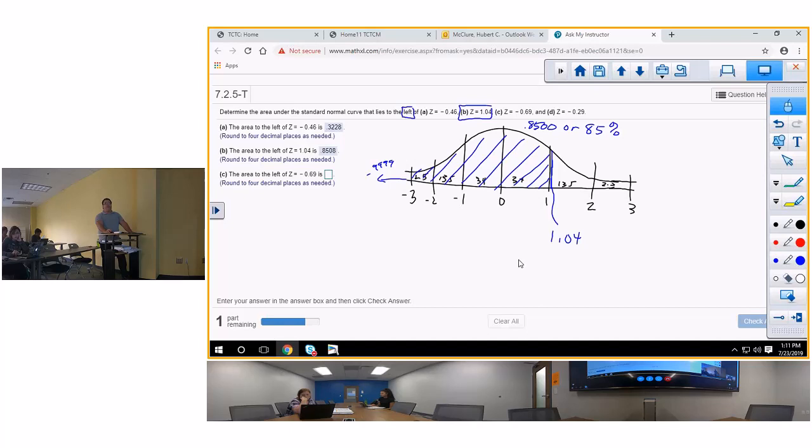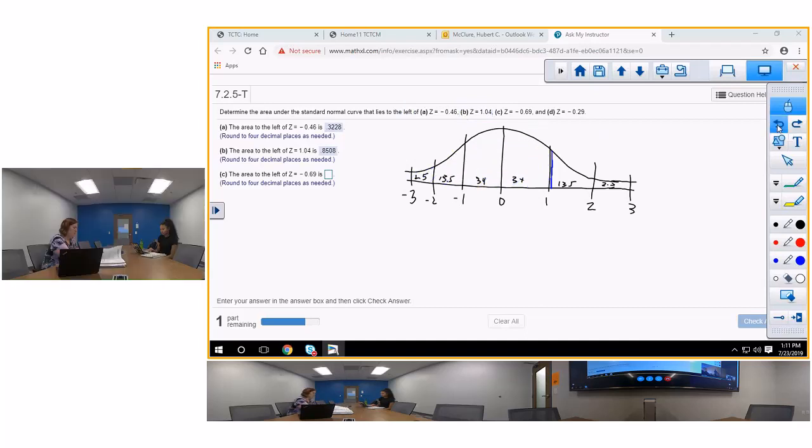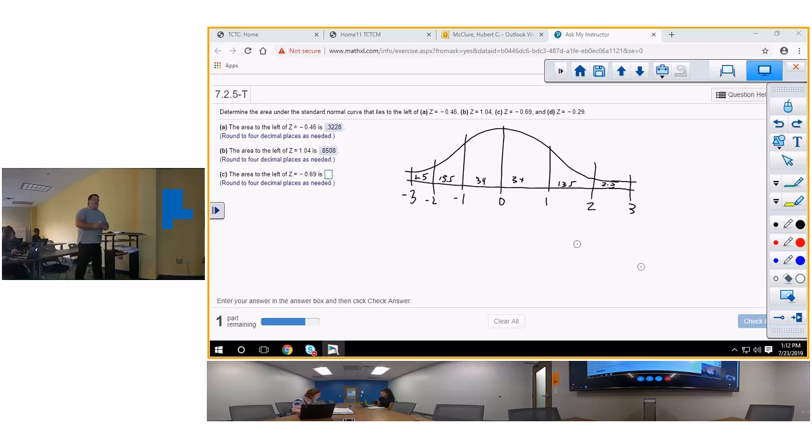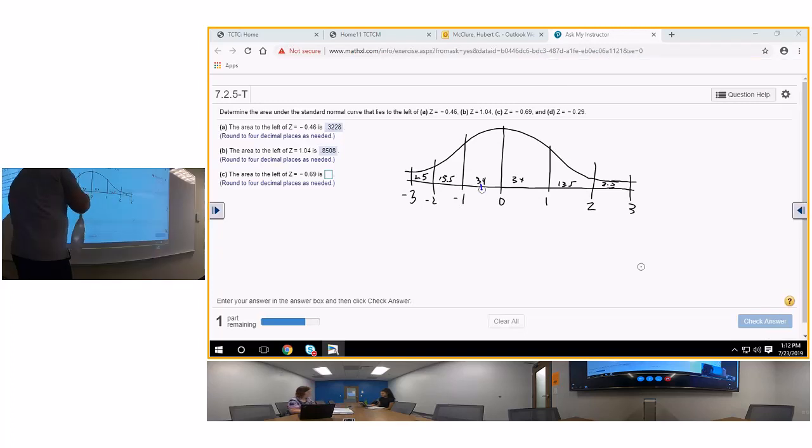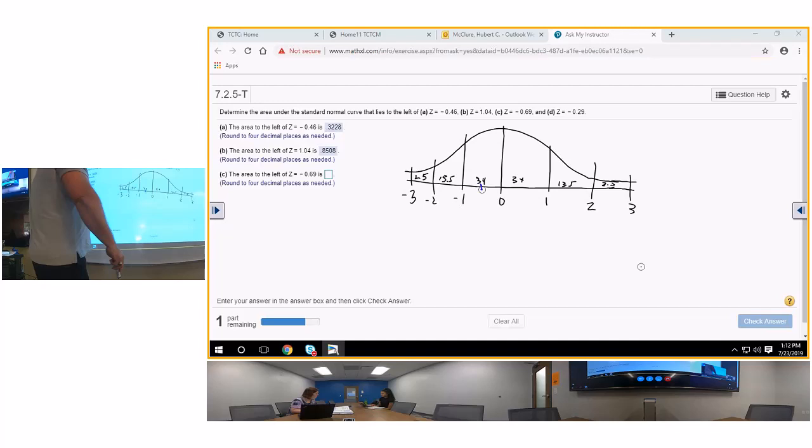All right, y'all do negative 0.69. Now this is a good homework problem because you're getting 3 test questions for the price of 1. So where is negative 0.69? It's going to be on the left side of 0, and there's 0.5, negative 0.5, so might as well say 0.7. Well, if that's 0.5, 1, 2, 3, 4, 5, 0.7 would be right in there.